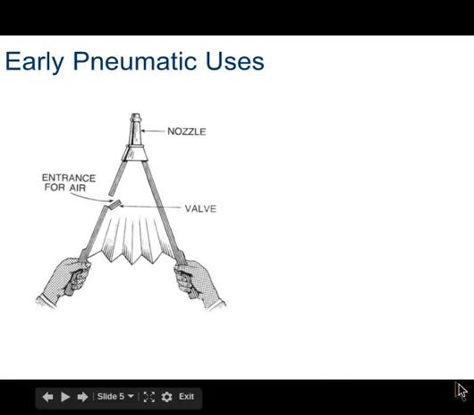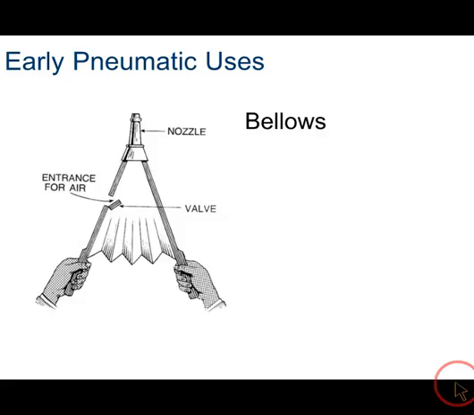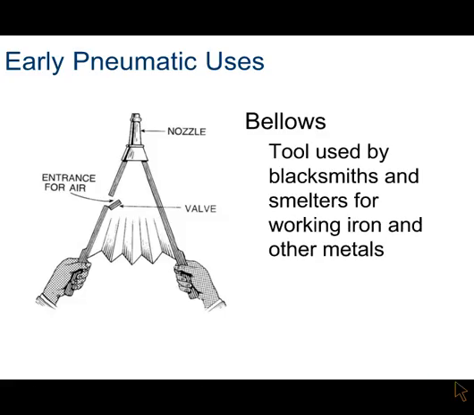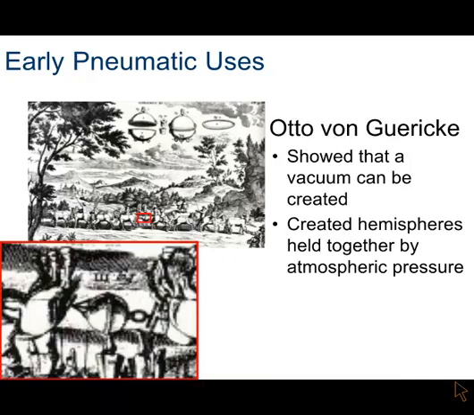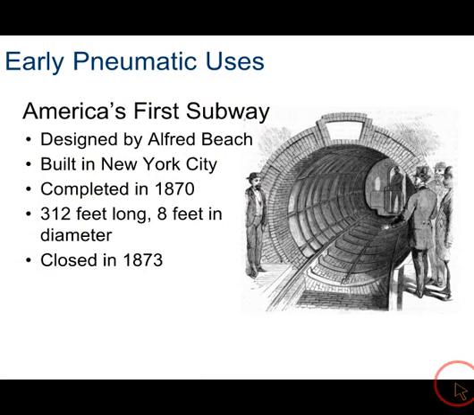So some early uses: the bellows was one. You had forced air coming in, basically a tool used by blacksmiths and smelters for working iron and other metals. Also, Otto von Guericke held public demonstrations in Germany during the 1660s where teams of horses tried to pull apart hemispheres held together by atmospheric pressure created by using a pump.